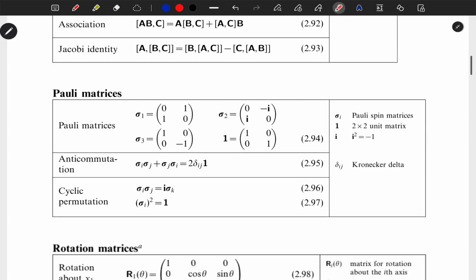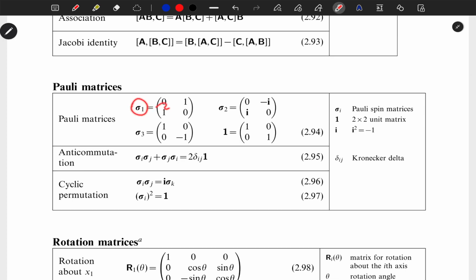Pauli matrix: the first element, sigma 1, is 0 1 1 0, sigma 2 is 0 minus i i 0, sigma 3 is 1 0 0 minus 1, and the fourth element is the identity matrix. So the properties of Pauli matrices: trace 0, determinant minus 1. The anti-commutation relation: sigma i sigma j plus sigma j sigma i equal to 2 delta ij. This is the relation. And cyclic permutability: sigma i sigma j equal to i sigma k. Sigma square equal to 1 always.